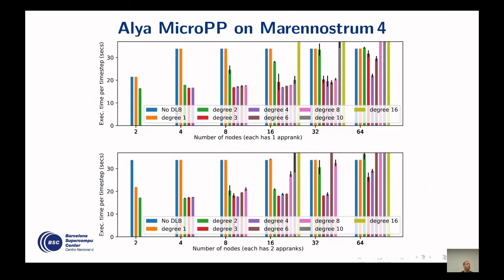This graph shows the execution time for an Alya MicroPP application on MareNostrum 4 with the number of nodes and the graph degree. We can see here that when we increase the degree of the graph, in general the times tend to get lower. But then if the degree is too high, which happens here especially on the right, we see how the number of communications grows and then the times get worse than the original application.